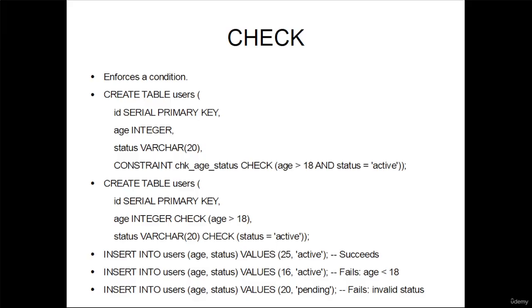Supported in most databases. Condition types: numeric ranges, such as age greater than 18; valid categories, like status is 'active' or 'inactive'; logical relationships, such as discount is less than the price. NULL values are treated as unknown, which satisfies the check condition. Named constraints: assigning a name, like CONSTRAINT check_age_status, improves error messages and constraint management.